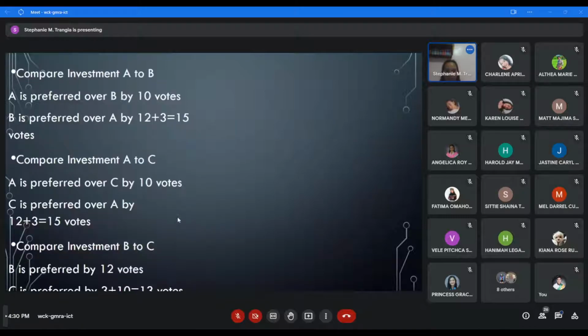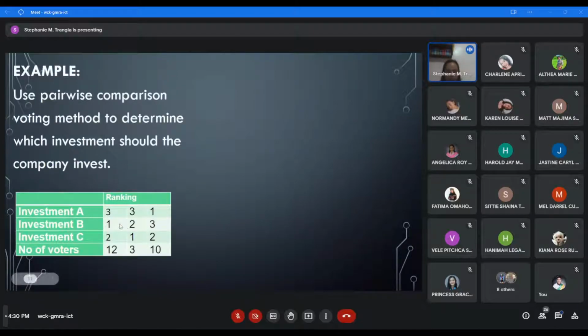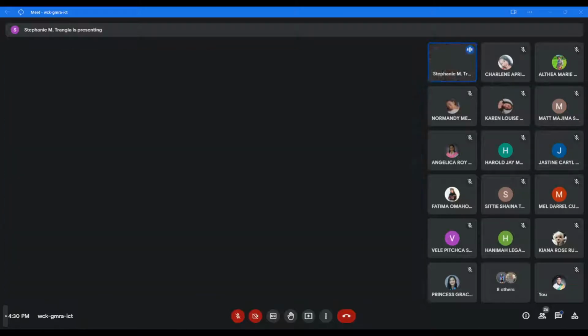Anyway, using same set of example. First, let us compare A to B. A versus B. Sa first column, sa 12 votes, B wins. So that's 12 points for B. The second column, B wins. So that's another 3 points for B. Sa last column, 10 points kang A, kang B, wala. So A is preferred over B by 10 points, whereas B is preferred over A by 15 points.